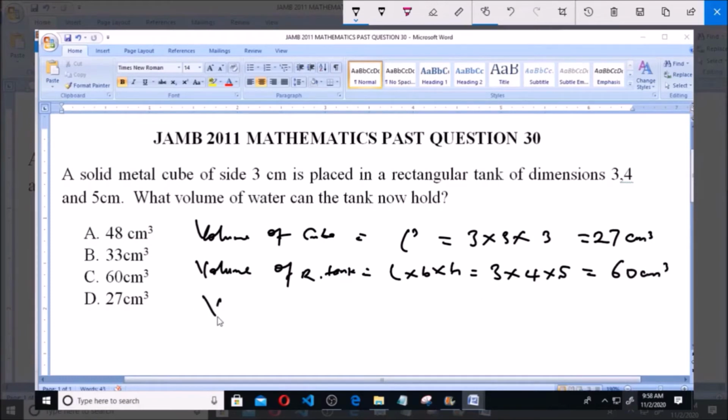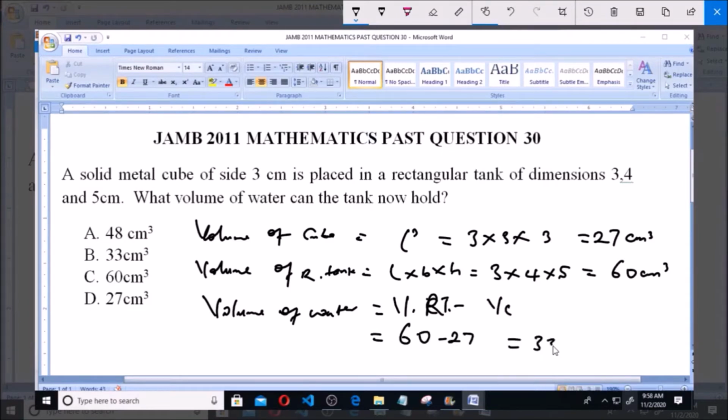Now the volume of water the tank can now hold, which is the volume remaining, is equal to the volume of the rectangular tank minus the volume of the cube, and that will be equal to 60 minus 27, and that is equal to 33 centimeter cube, which is option B, 33 centimeter cube.